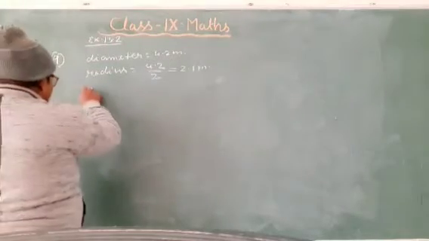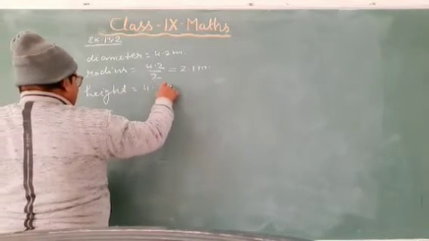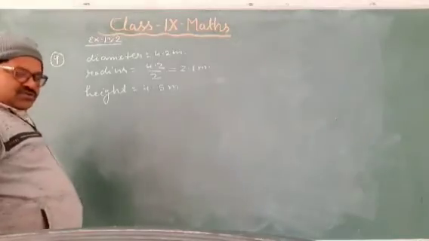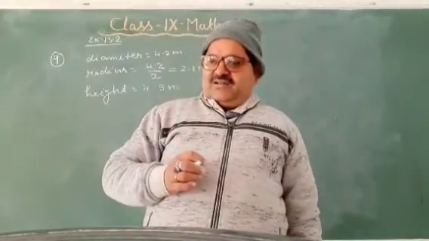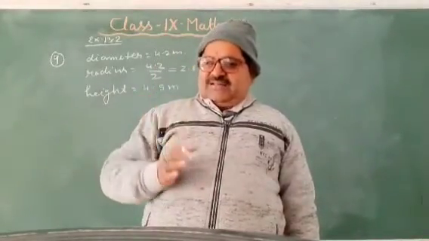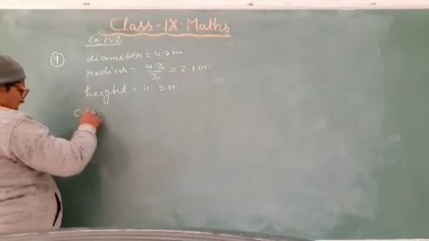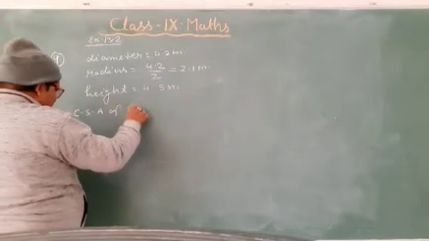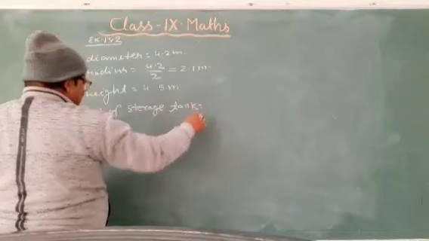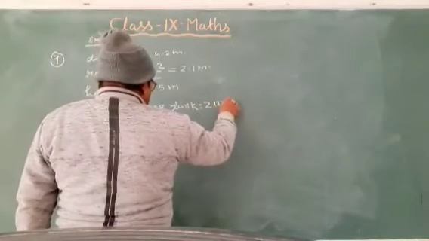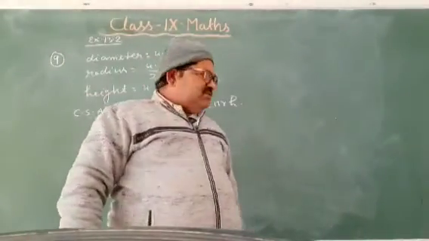Height 4.5 meter. So the lateral or curved surface area of a storage tank, CSA of storage tank, equal to 2 pi RH.